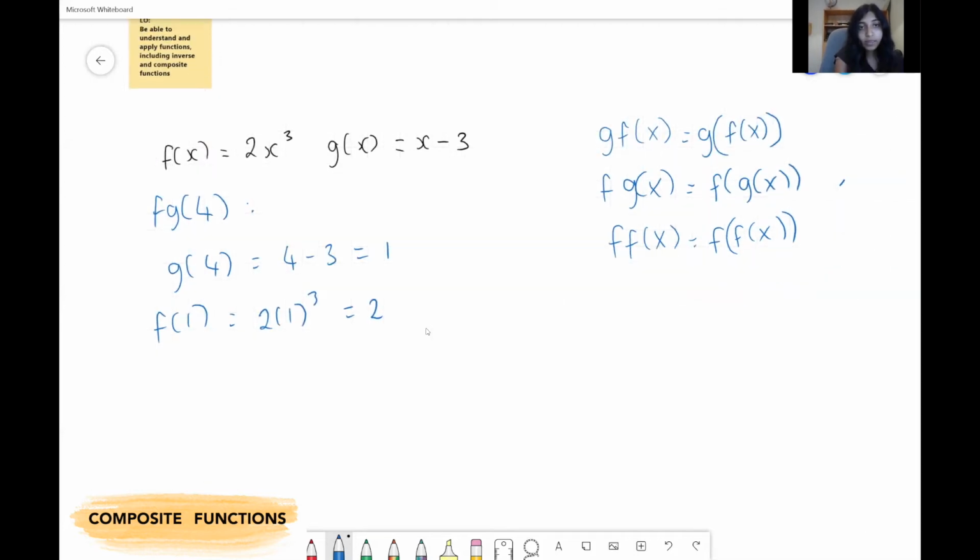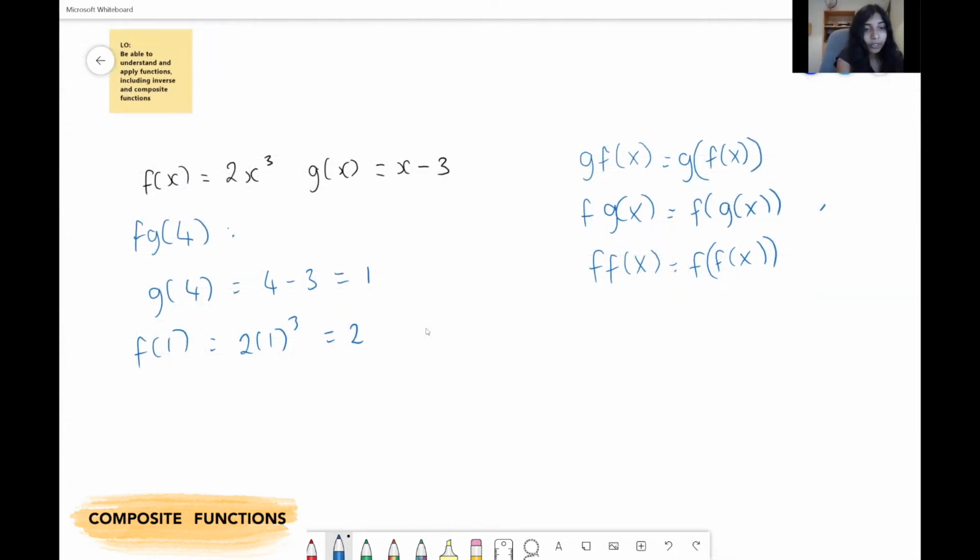Why don't you try to work out what f(10) would be? Pause the video and do it yourself, then come back to the solution. So for f(10), you do 2 times 10 cubed, which would be 2,000.